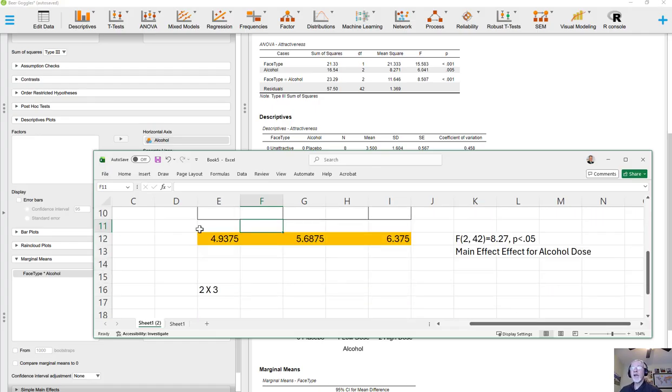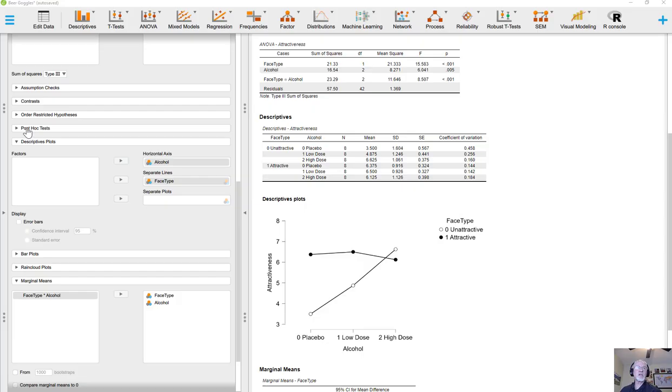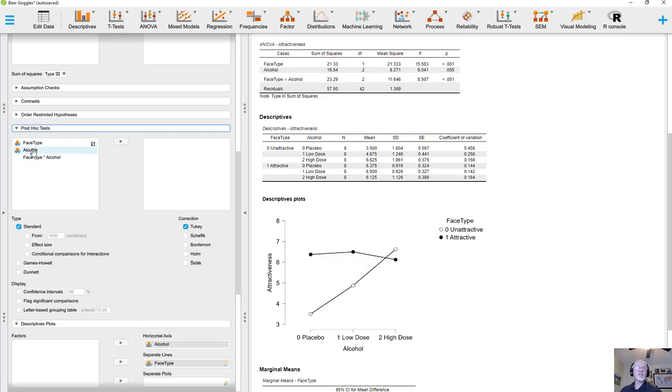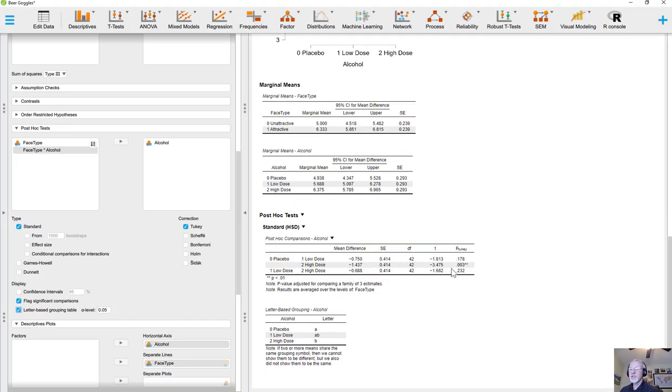Okay, now I have three means. If I have three means, how do I tell where the significant differences are? Well, you can go to post-hoc test. And for post-hoc test, let's go to alcohol and put in Tukey's. And I'm going to say to flag the significant comparisons, and I'm going to ask it to do a letter-based grouping table, which is really, really useful for being able to tell where the significant effects are.